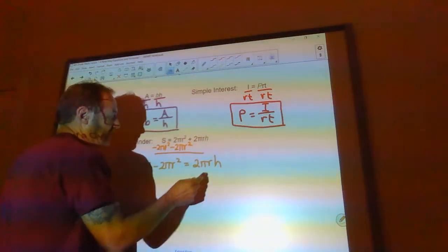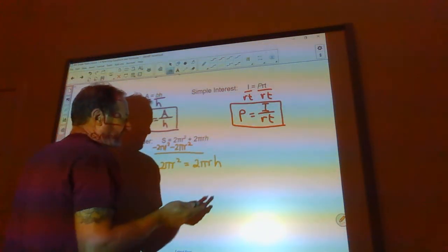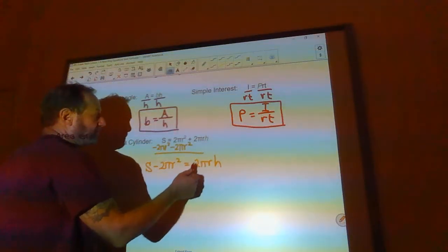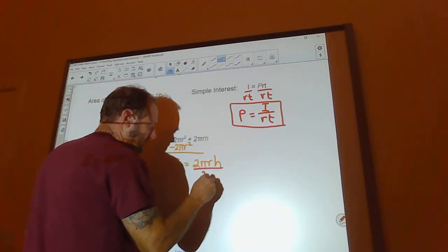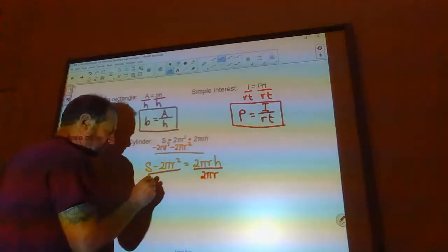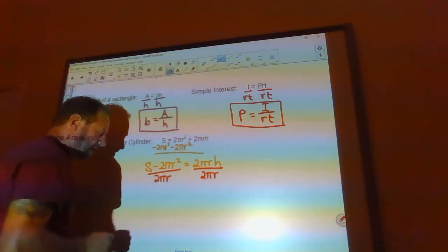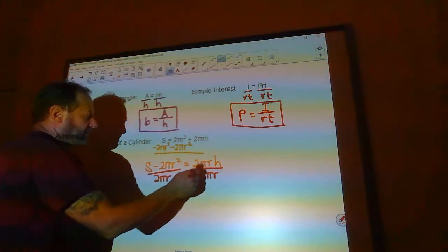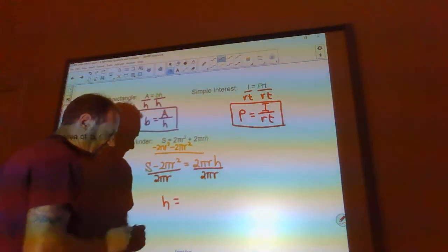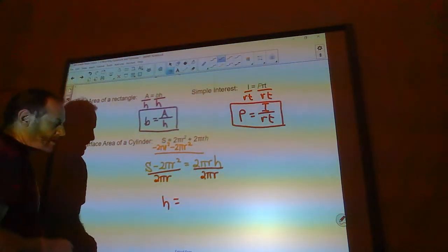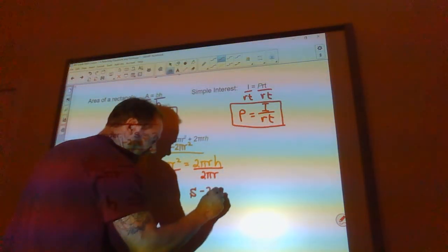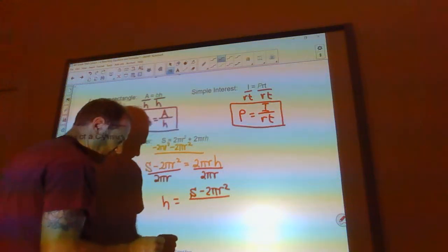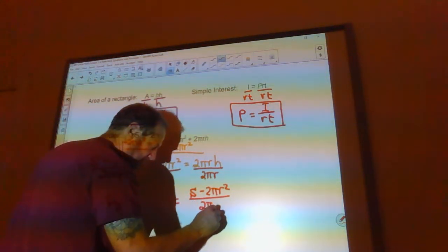Now I've got to get h by itself, so I've got to get rid of this 2 pi r. These are all multiplications, so I'm going to undo those with division. So I'm going to divide by 2 pi r, but I've got to do unto one side as I do unto the other, right? So all this stuff cancels out. I'm left with h on the right-hand side, and I'm going to get s minus 2 pi r squared over 2 pi r.